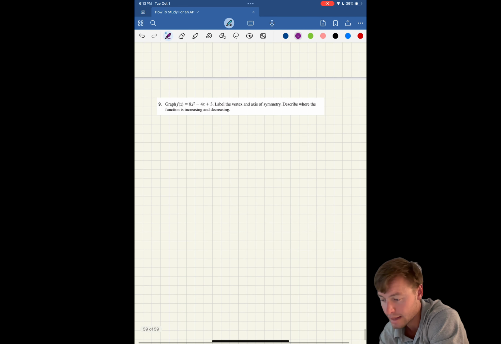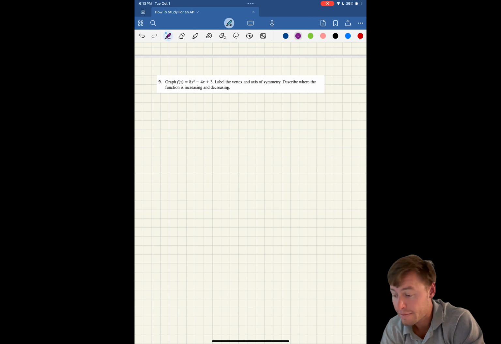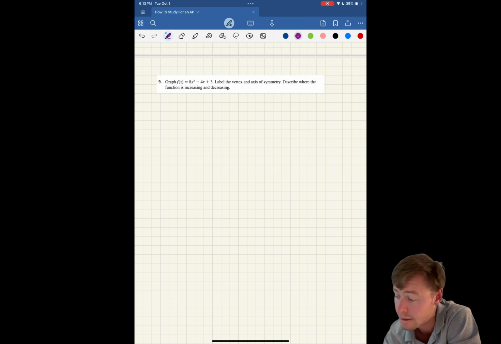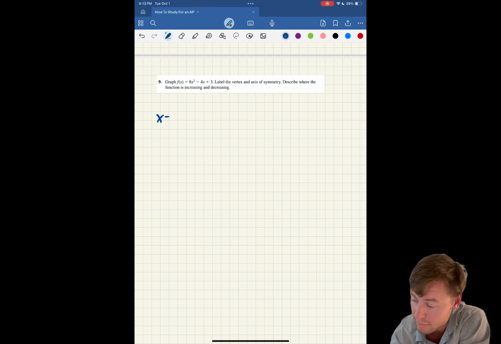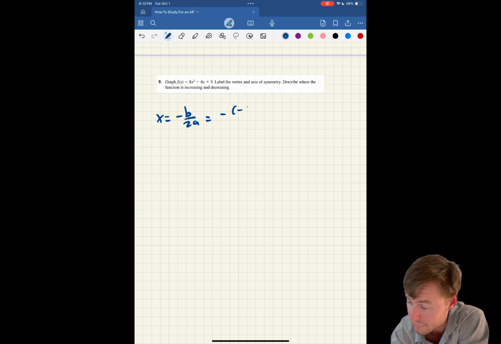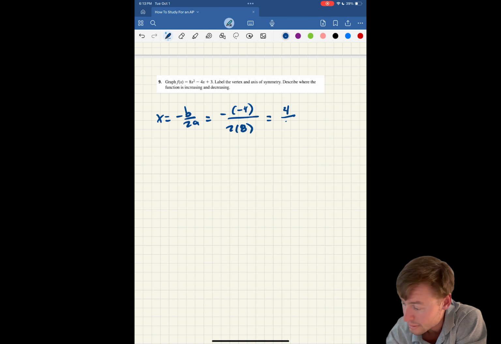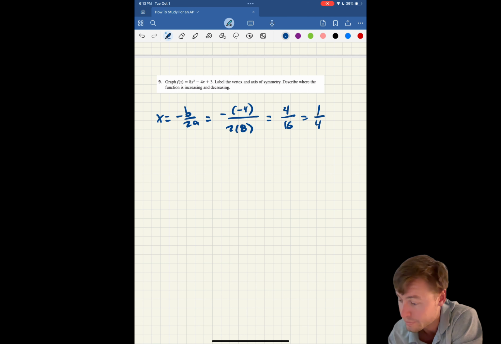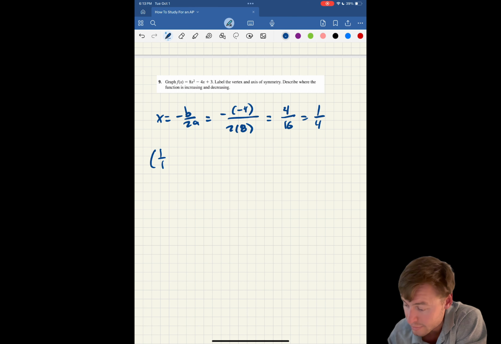Great. In the last problem here, graph f of x equals 8x squared minus 4x plus 3. Label the vertex and axis of symmetry. Describe where the function is increasing and decreasing. All right, sounds good. So let's start by getting the vertex. So we know the x value of the vertex is negative b over 2a, which would just be negative 4 over 2 times 8, which would be 4 over 16, which is 1 over 4. So the x value of the vertex is 1/4.